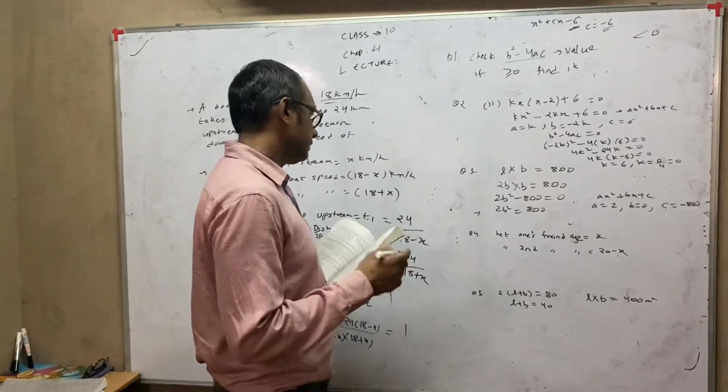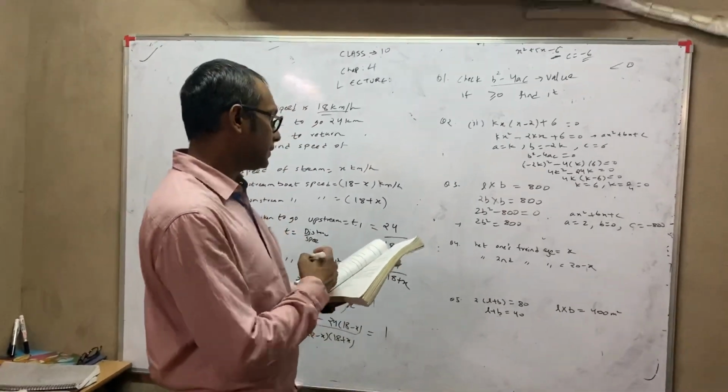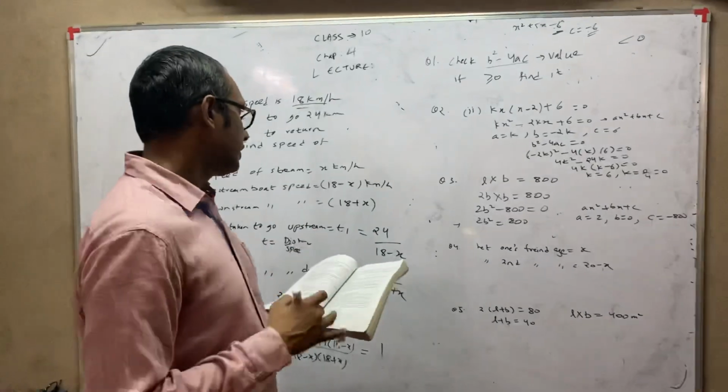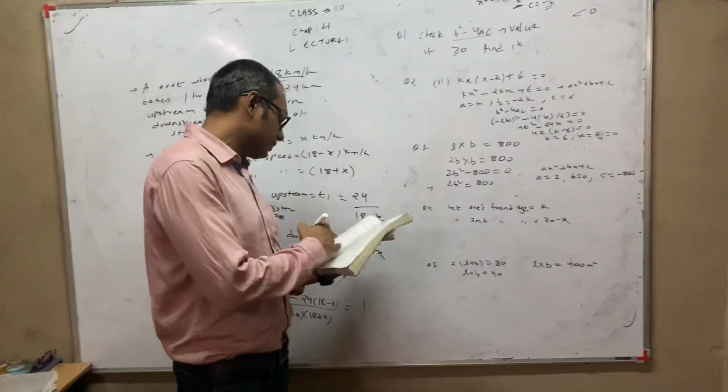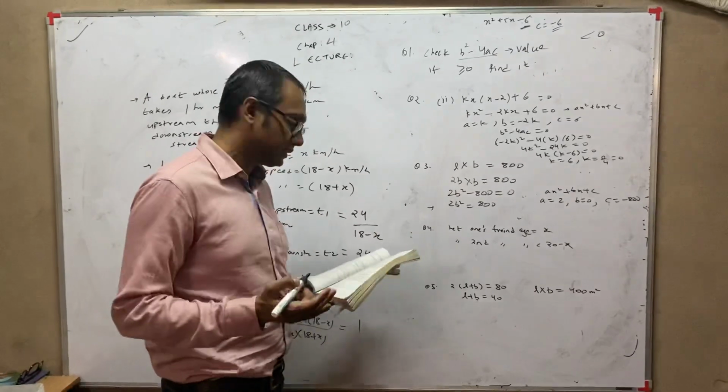Okay. So this was question number 3. Of course, in this, if you get a negative value, the negative values you have to ignore because we are talking about length and breadth.